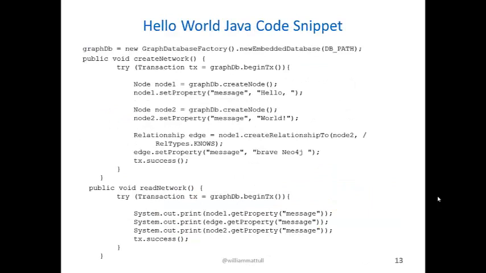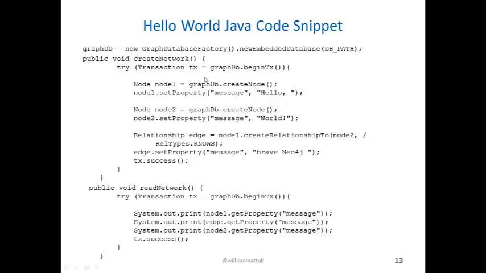Here we can see the code snippet to create our initial database. The one thing that you need to pay attention to is that every connection to Neo4j is handled by this transaction object.